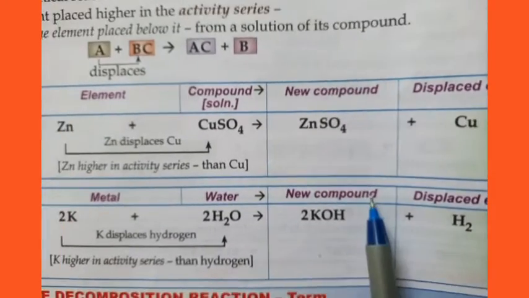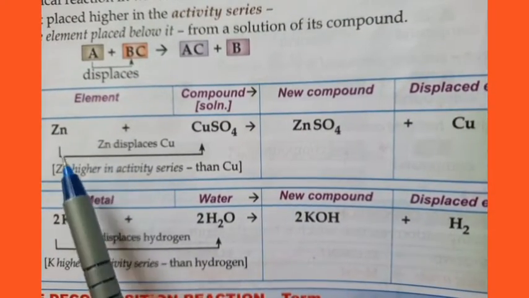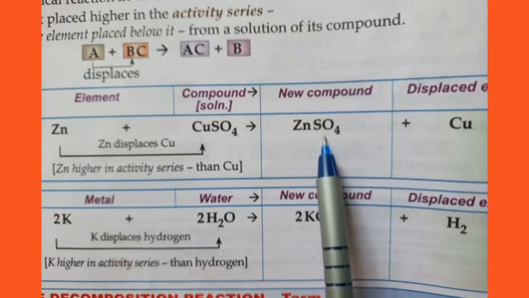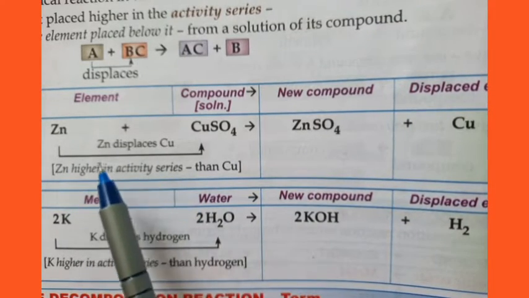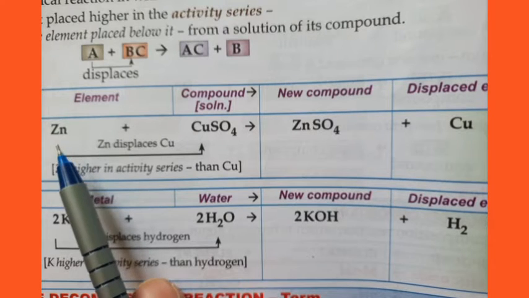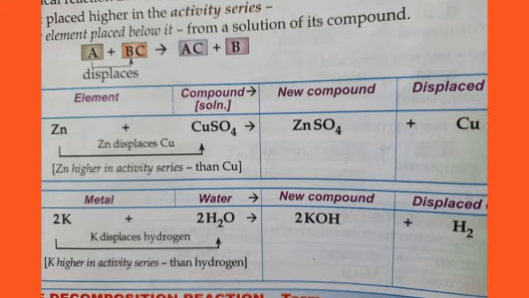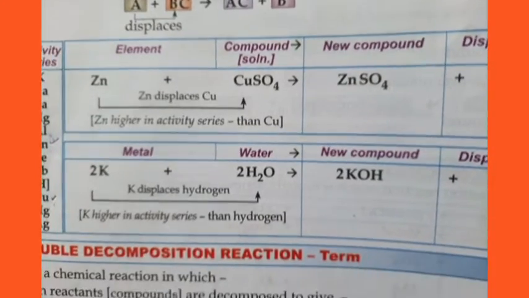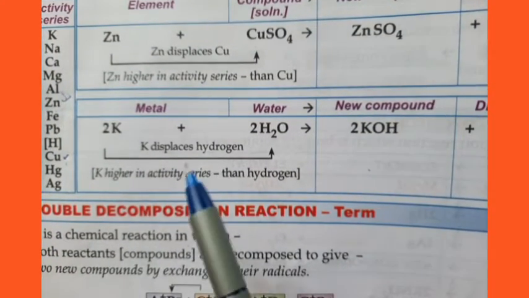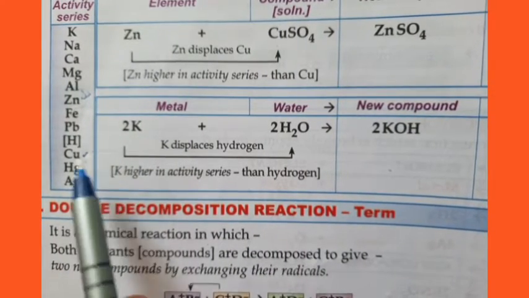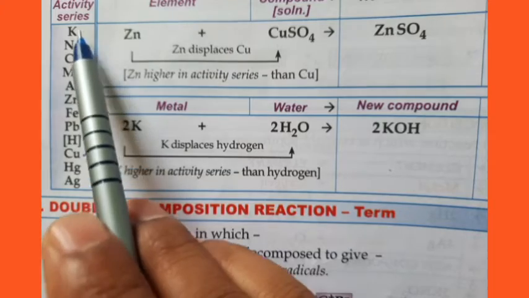And as zinc displaces copper, copper will come out, and we get zinc sulfate. So it's a displacement reaction where zinc is above copper, so it is more reactive and displaces copper to form zinc sulfate and copper. Similarly, the second example of displacement reaction, you can see again. You have to remember this activity series by heart, okay? You can see hydrogen is somewhere here, whereas potassium is above.